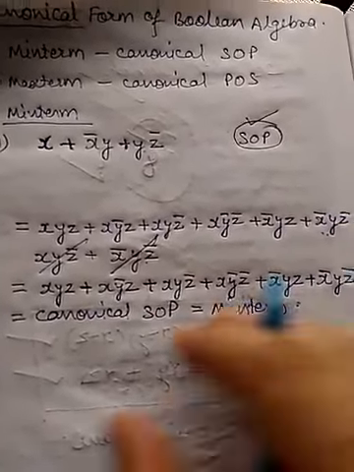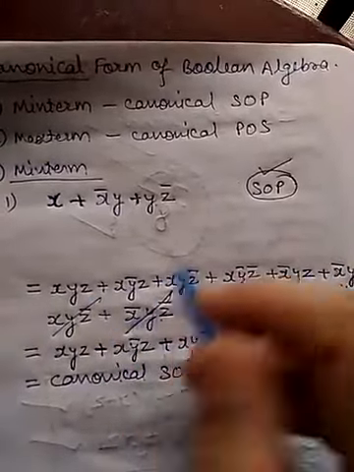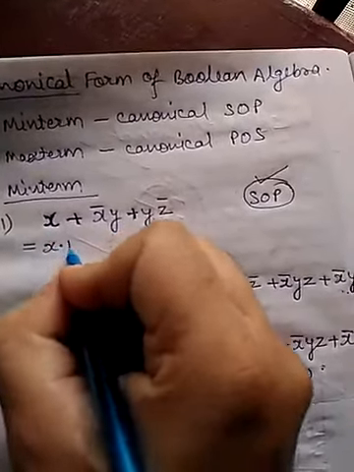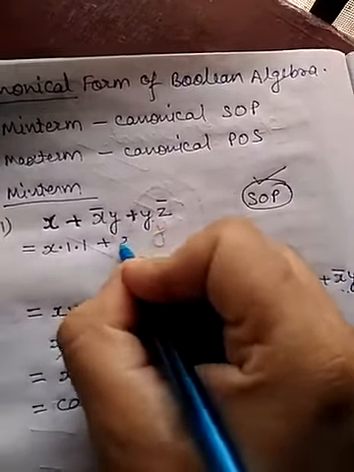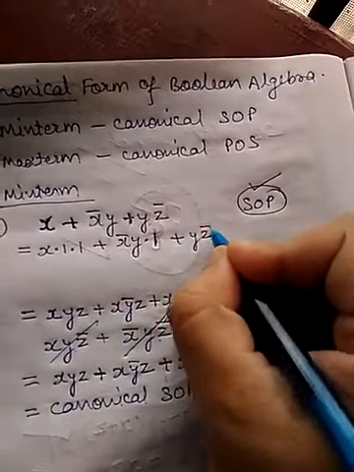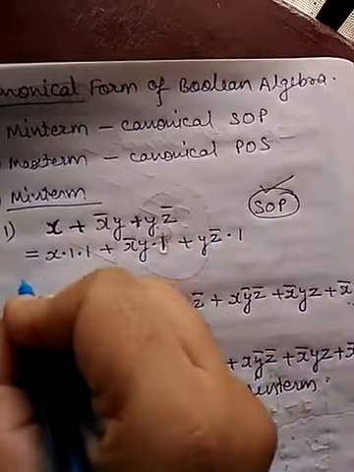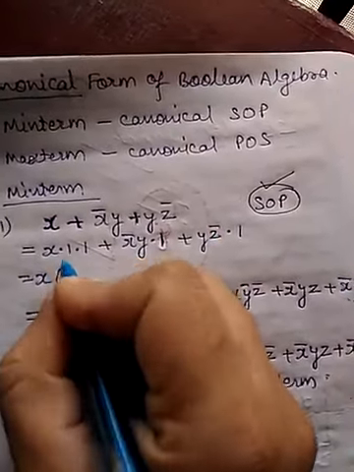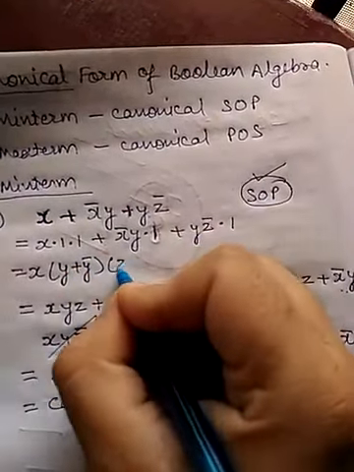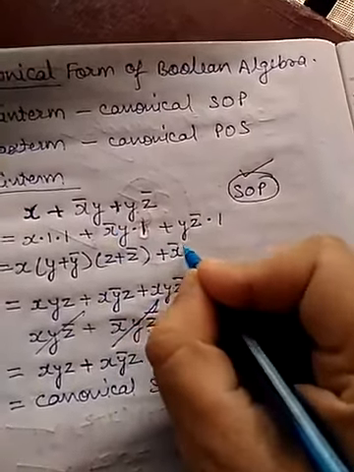Now the question is this: how did this term come, how have I directly written this term? So I should show you. I can write this x into 1, plus x naught y into 1, plus y z naught into 1, because x into 1 is x, so there is no difference. Again I am writing x, for this one I am writing y plus y naught, for this one I am writing z plus z naught. Same here, x naught y is here.